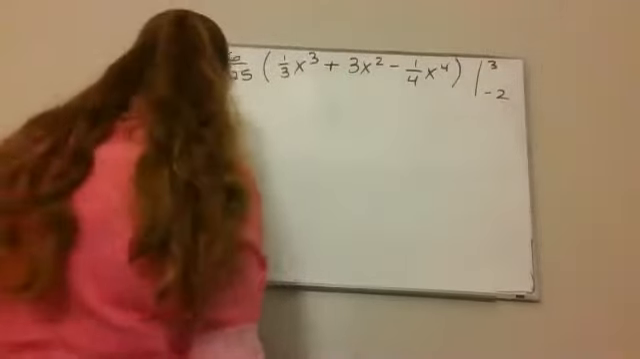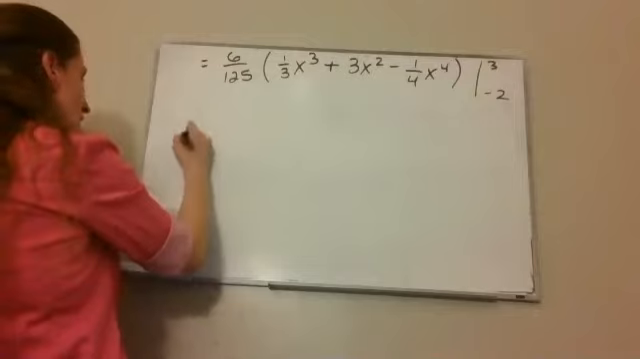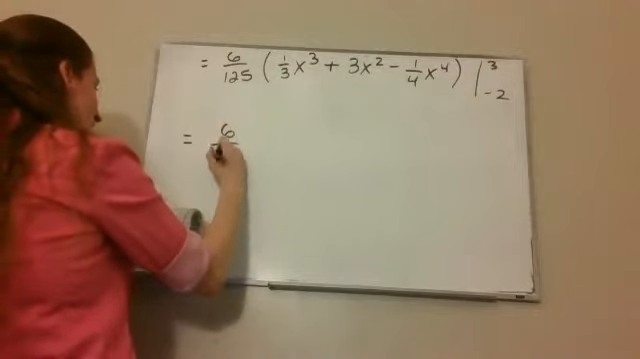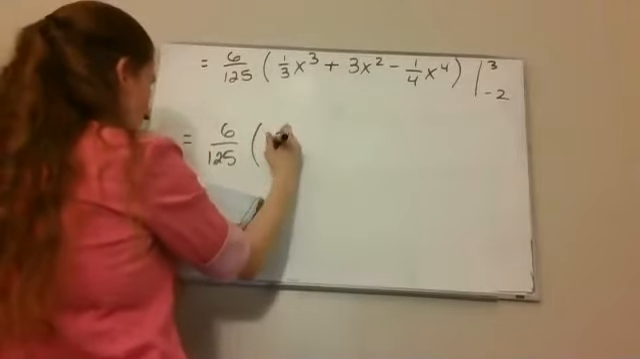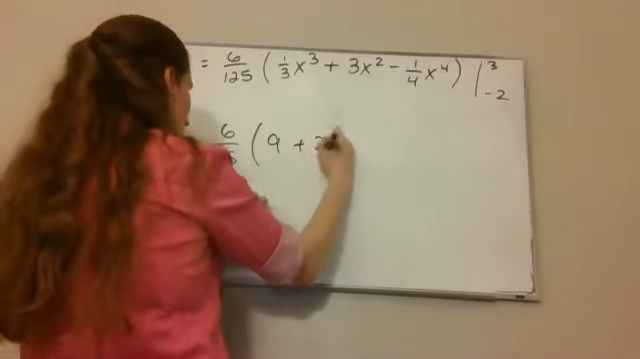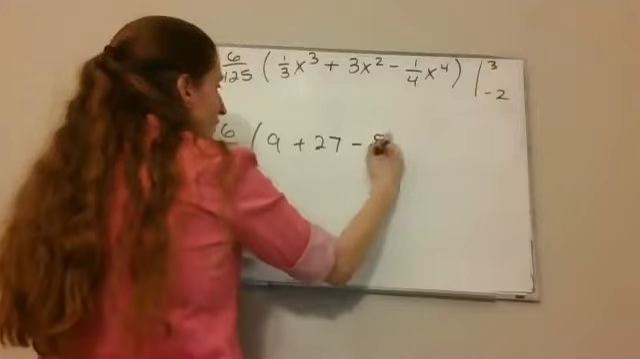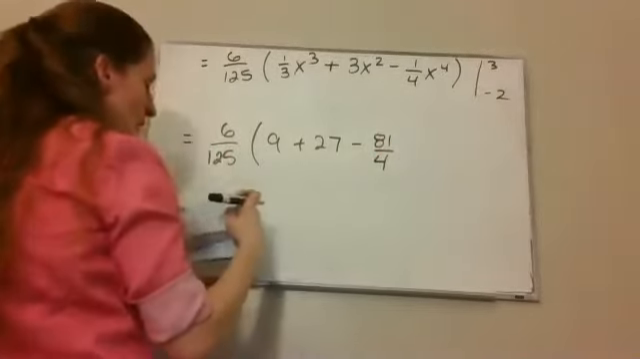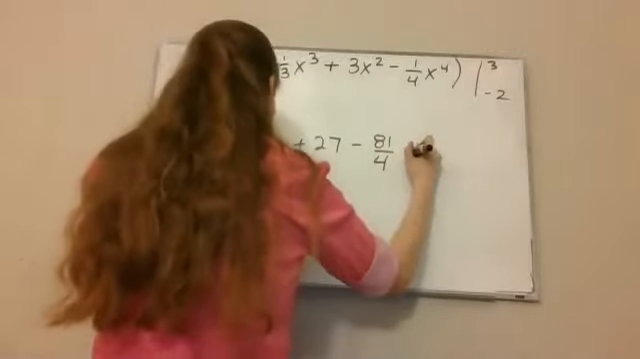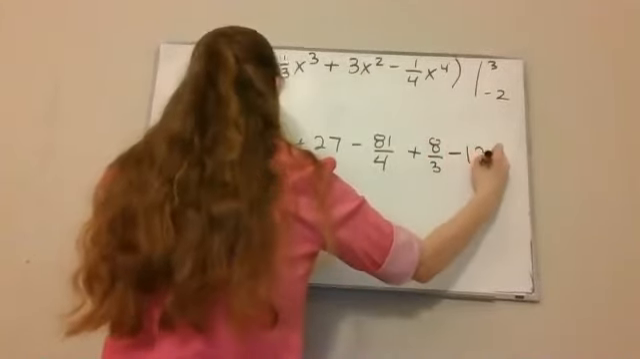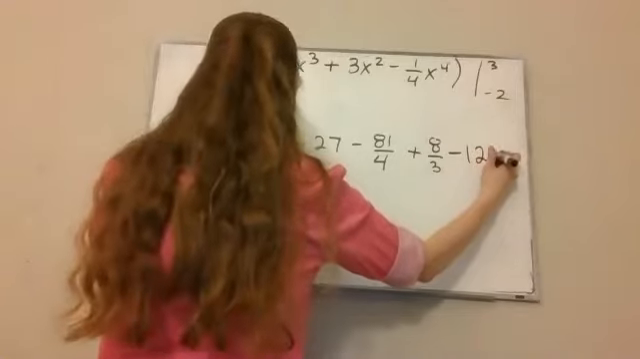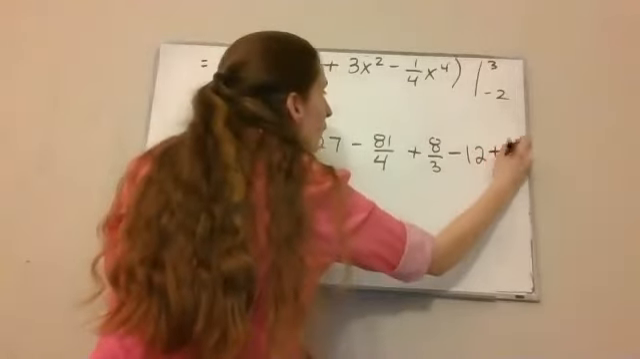Saving ourselves a little bit of the arithmetic, as long as you trust my arithmetic. I have 6 over 125 times, when I plug in 3, I'm going to get 9 plus 27 minus 81 over 4. And then when I plug in the negative 2 and subtract the results, I get positive 8/3 minus 12 and positive 4.